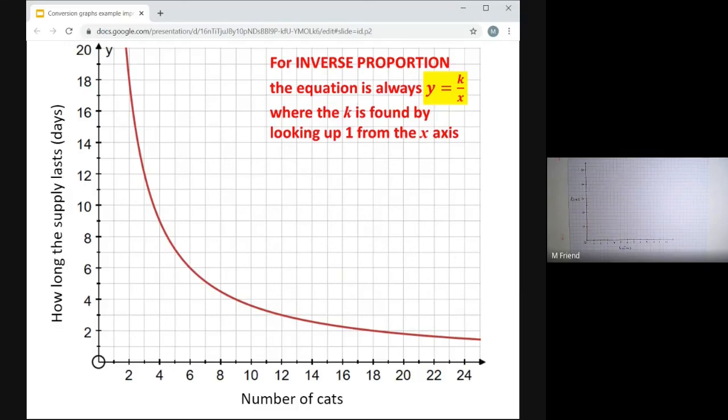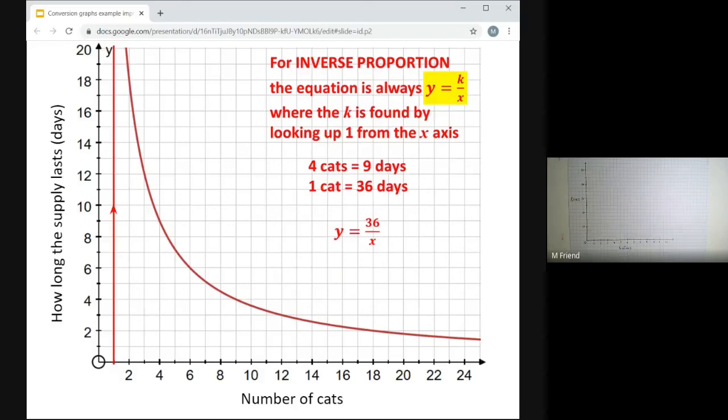So for inverse proportion, it's k divided by x, I need to look up 1, but I can't. So let's use something we knew from before. We knew that if you've got 4 cats, it lasts 9 days. But I want to know, what if I only had 1 cat? Well, 1 cat is a quarter of the amount of cats, so surely it will last longer. It will last 4 times longer. It will last for 36 days. 9 times 4 is 36. So if it lasts 36 days for 1 cat, my k is 36, and I have that the equation of this graph is y equals 36 divided by x.